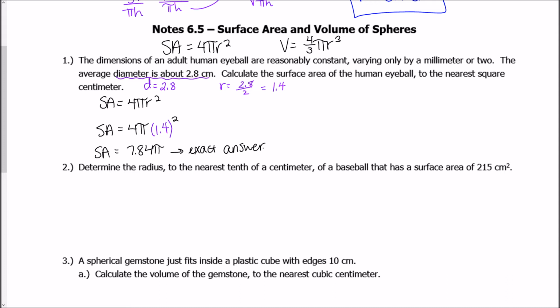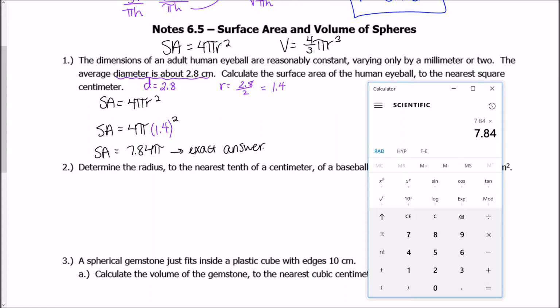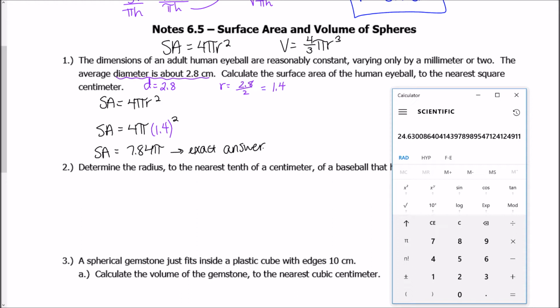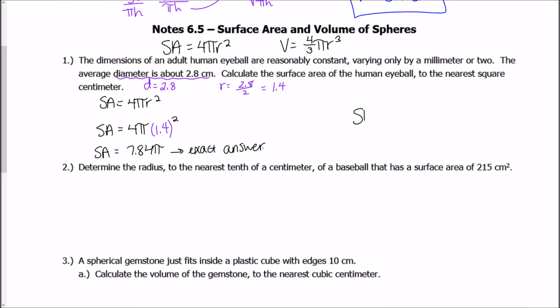But we want to know what it is to the nearest square centimeter. Also, we generally don't say my eyeball has a surface area of 7.84 pi. We want to know exactly what it is in centimeters. So I'm going to take 7.84, multiply it by pi, and I end up getting 24.6300, and so on and so forth. It says round to the nearest square centimeter, so the nearest whole number, so it's going to be about 25. So my surface area here is about 25 centimeters squared.